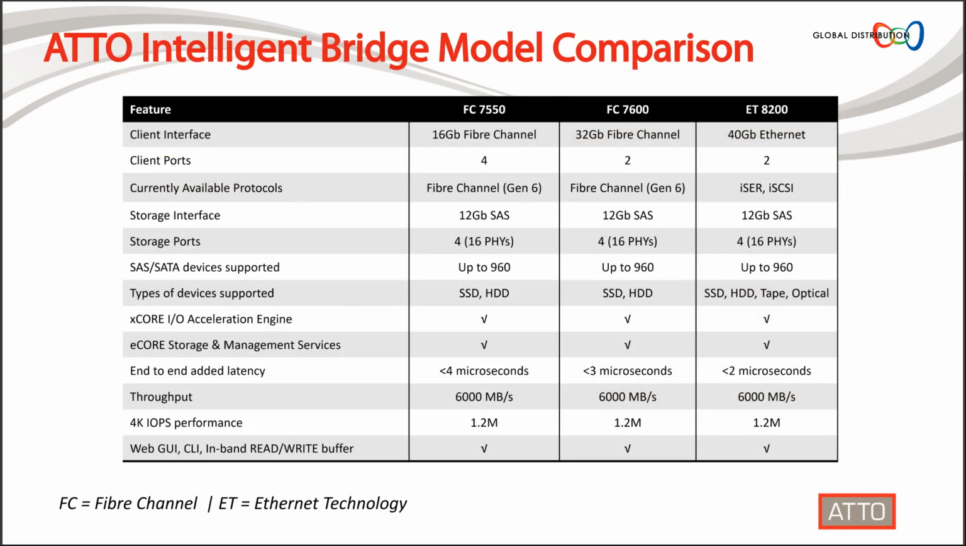Here's a comparison of the different products. You can see, aside from the difference between the number of ports and whether we're converting to fiber channel or Ethernet, the performance of the products is pretty similar across the board in terms of the latency, the throughput, the IOPS. Just going to leave this here for a second, so if you guys would like to study this or jot something down, you can do that.